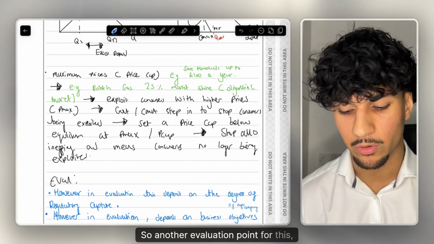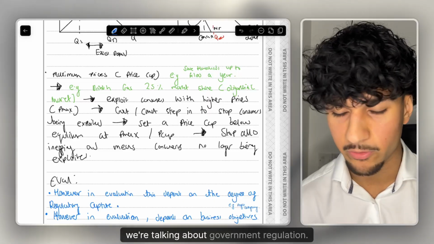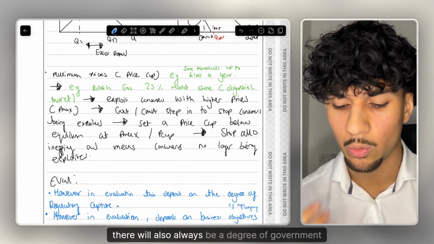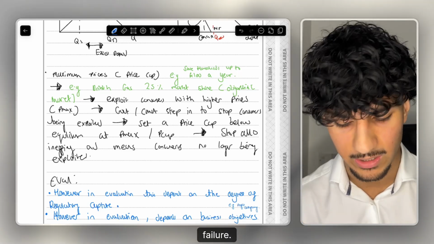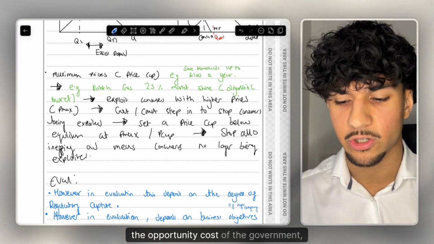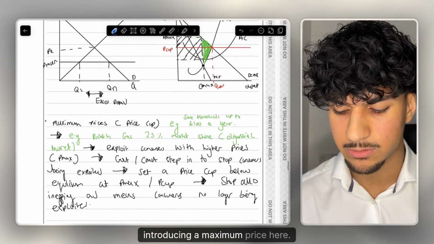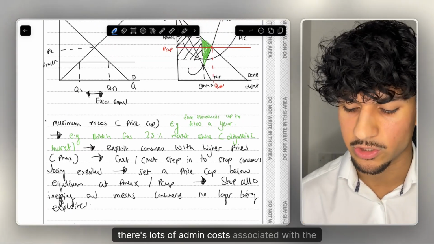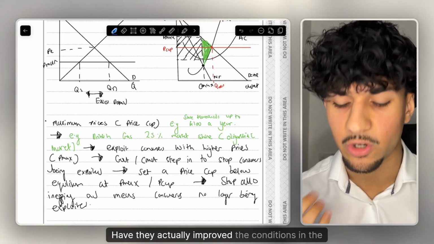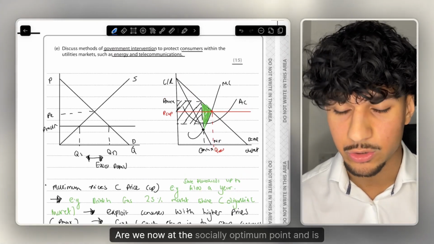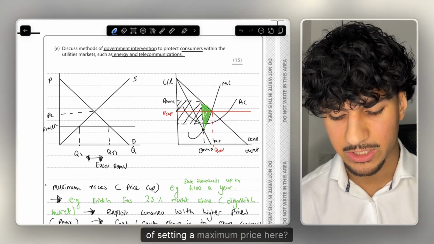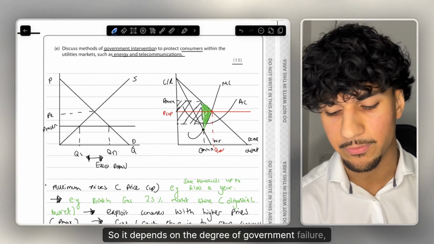So another evaluation point for this, of course, is we're talking about government regulation, and whenever the government intervenes in the market, there will also always be a degree of government failure. It's a great one to mention. You can talk about the opportunity cost of the government introducing a maximum price here. Of course, there's lots of admin costs associated with the government setting this maximum price. Have they actually improved the conditions in the market? Are we now at the socially optimum point? And are there better policies we could have used instead of setting a maximum price here? So it depends on the degree of government failure.